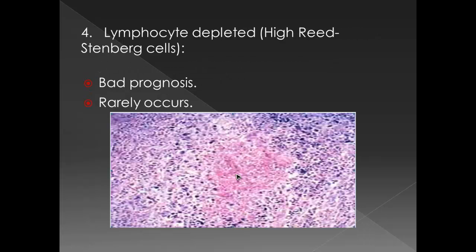Fourth type of the classic classification, lymphocyte depleted. It's characterized by a high number of Reed-Sternberg cells relative to the normal lymphocytes. So this type of lymphoma has a bad prognosis and occurs slowly.